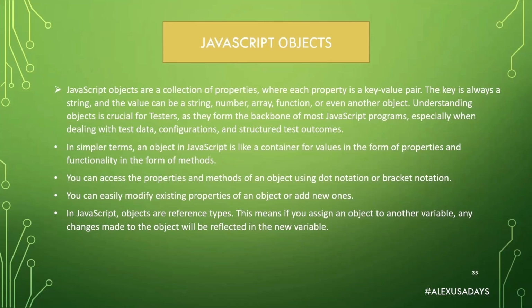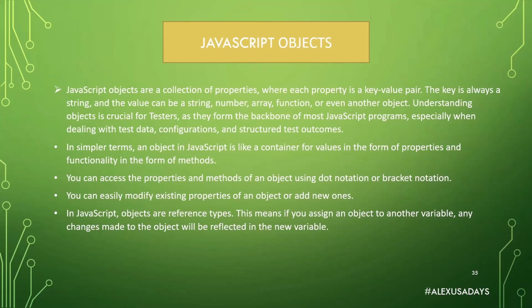You can access the properties and methods of an object using dot notation or bracket notation. You can easily modify existing properties of an object or add new ones. In JavaScript, objects are reference types. This means if you assign an object to another variable, any changes made to the object will be reflected in the new variable. So be careful updating your objects, and if that object is assigned to a variable, the changes will take effect in the variable too.